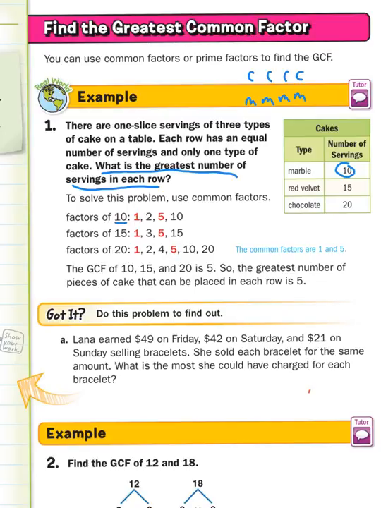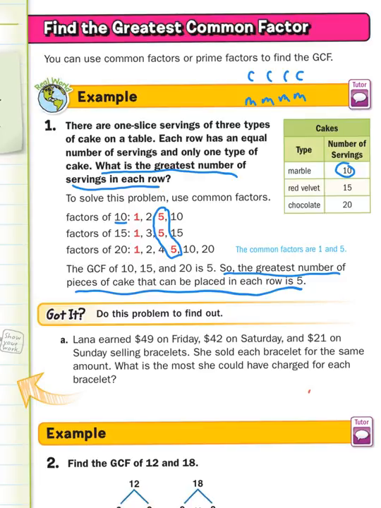And then we look for the greatest one they have in common. And if you look there, you see 5 is the greatest. 5 goes into all 3 of those numbers, and it's the biggest number that does. So that means the greatest number of pieces of cake that can be placed in each row is 5. All right, so if you're good at listing them, you can do it that way.